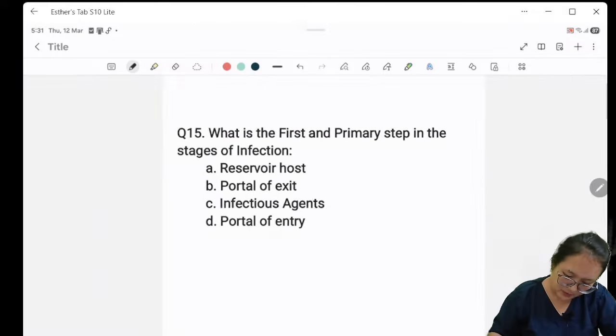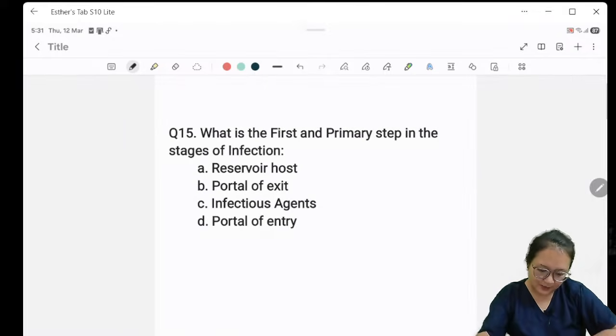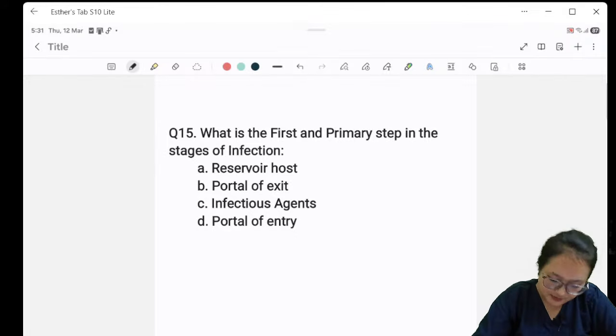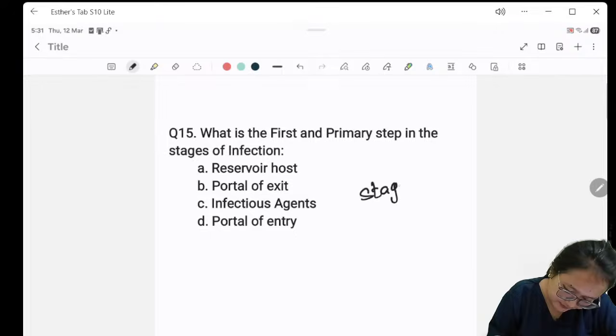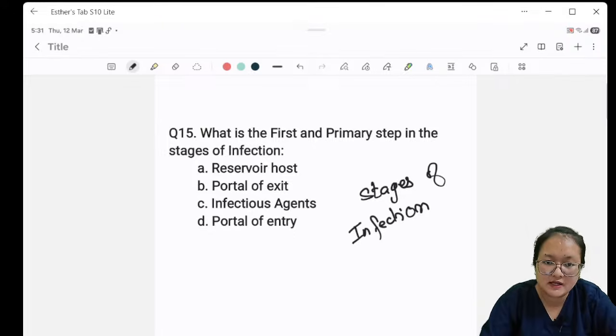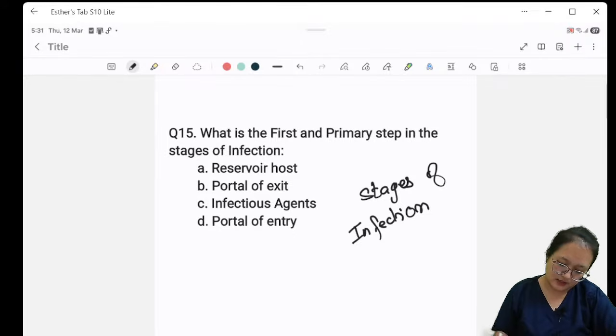Going to the next, we have: what is the first and primary step in the stages of infection? A, we have reservoir host. B, we have portal of exit. C, we have infectious agent. D, we have portal of entry. Which is the right answer?